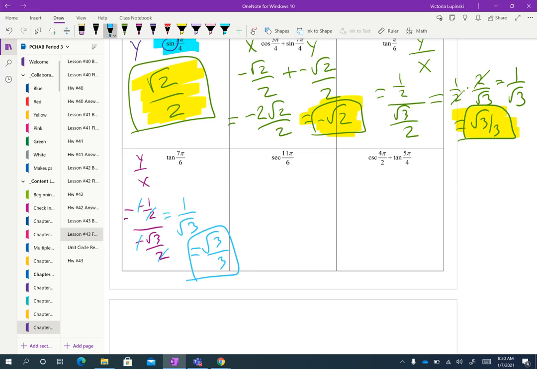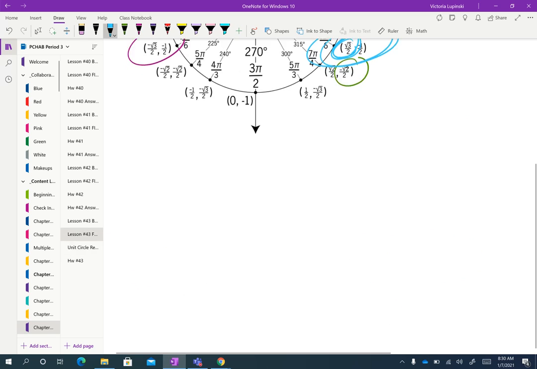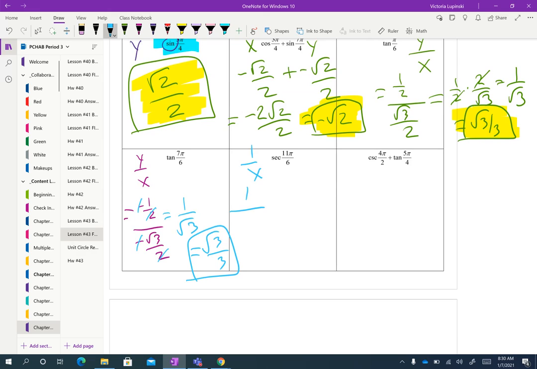So the secant of 11 pi over 6. A secant is 1 over a cosine, and in this case, it's 1 over x. We need 11 pi over 6, so 11 pi over 6 is here. We're going to be looking at the x value, which is the square root of 3 over 2. So this is going to be 1 over the square root of 3 over 2. And just so you know, an easier way of doing 1 over really just means the reciprocal. So this is going to be 2 over radical 3, which you would then rationalize to be 2 radical 3 over 3.